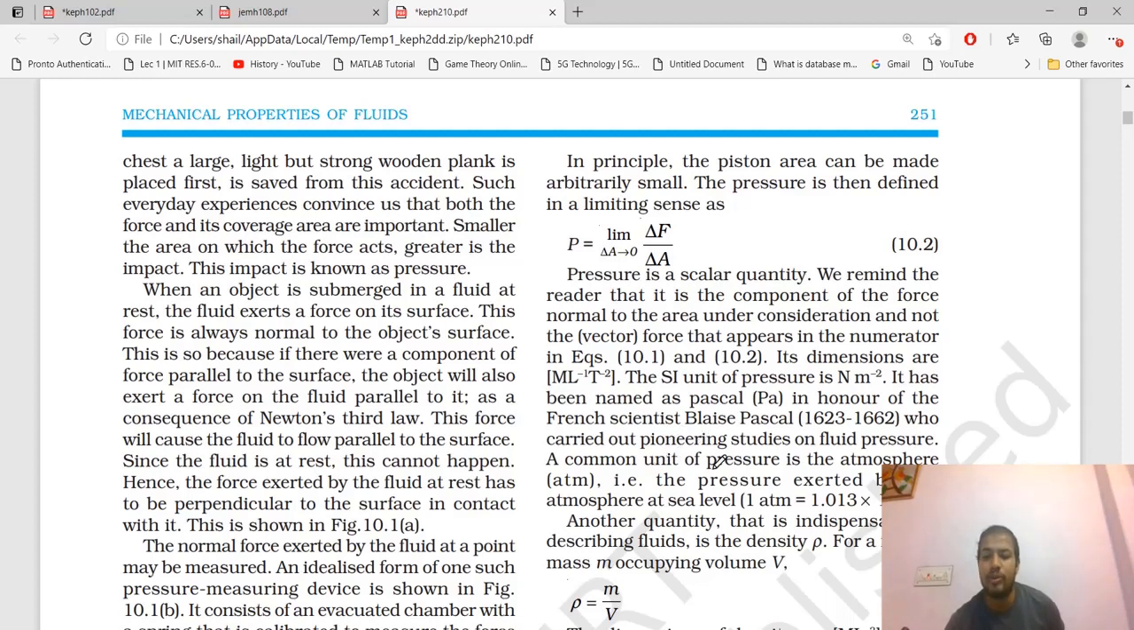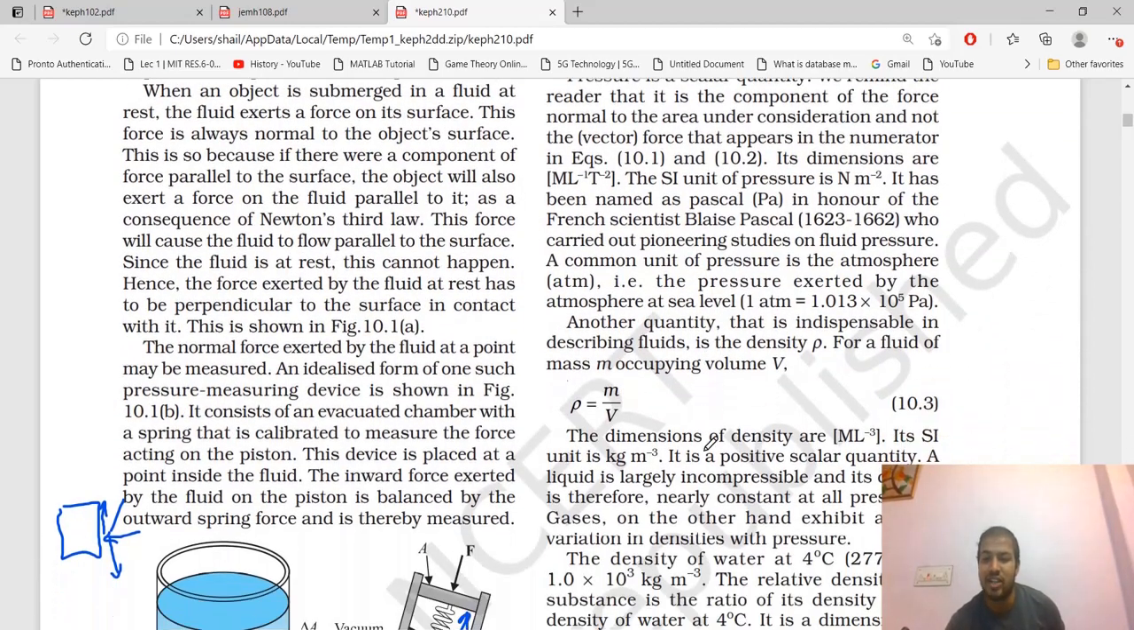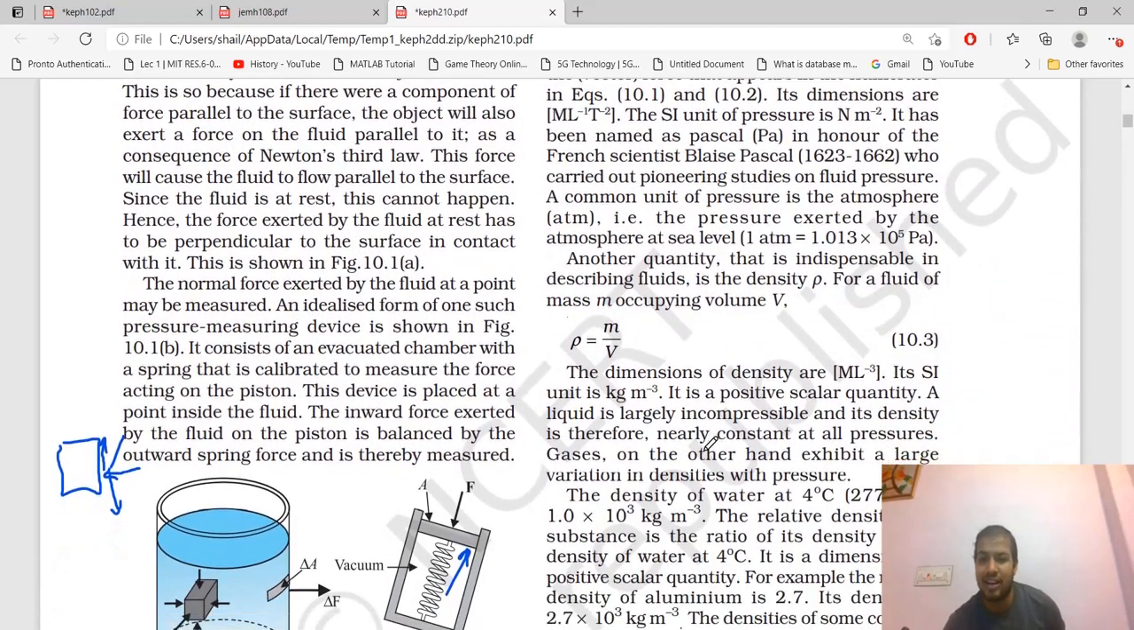A common unit of pressure is the atmosphere, atm. That is, the pressure exerted by the atmosphere at sea level is 1 atmosphere, equal to 1.013 into 10 to the power 5 Pascal. This is the most important formula, and you should remember this conversion, 1.013 into 10 to the power 5 Pascal.